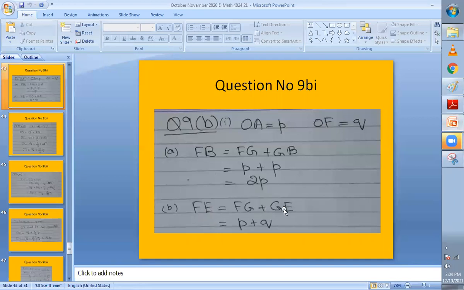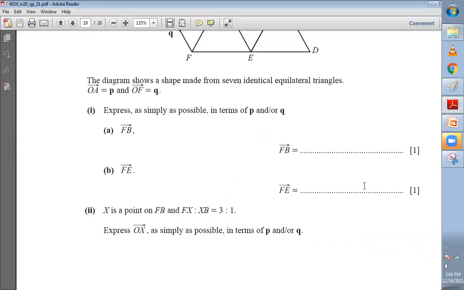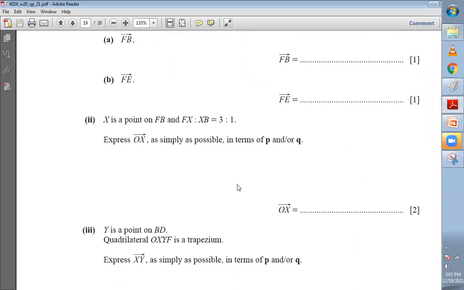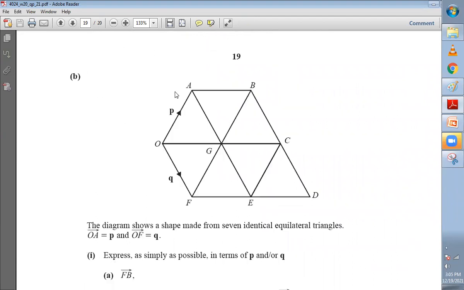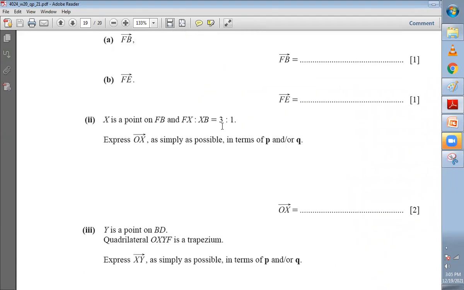So FE is F to G plus G to E. That's the bypass, and that will be P, and this is Q. So P plus Q. So the FE value here is P plus Q. Then he says X is a point on the FB, such that the FX is 3 and the XB is 1. Express the OX as simply as possible in terms of P and Q.